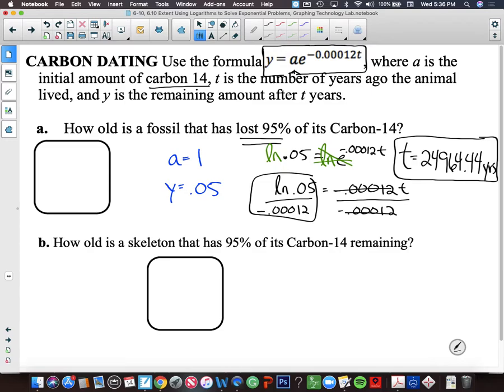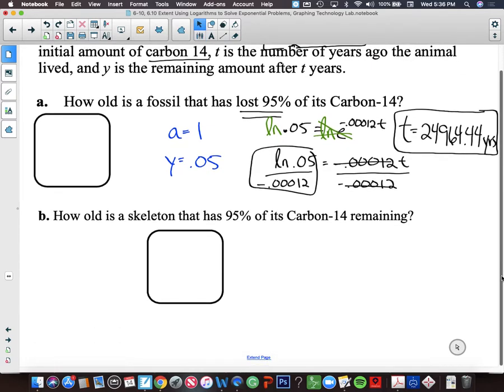Okay, so let's try the second one. I want you guys to see if you can figure out the second one on your own. So please pause the video, give them a few minutes, see if they can figure it out, then you can start it back up.